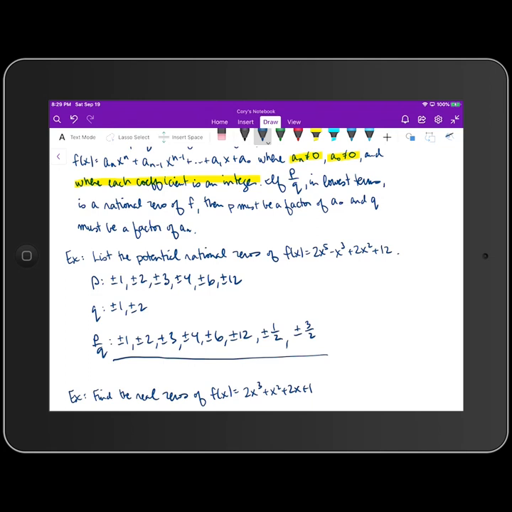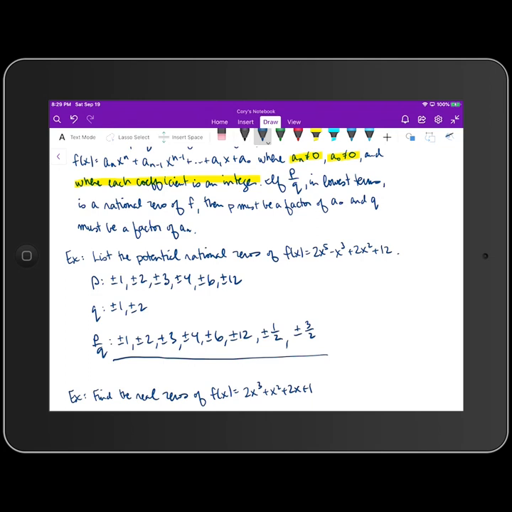Okay, now when it comes to you taking a test, I'm going to try to pick polynomial functions that limit the number of p over q values for you to test, because I don't want it to be a test where it's all about luck, you picking the right p over q value. I want it to be where you understand the process properly and can work things through.